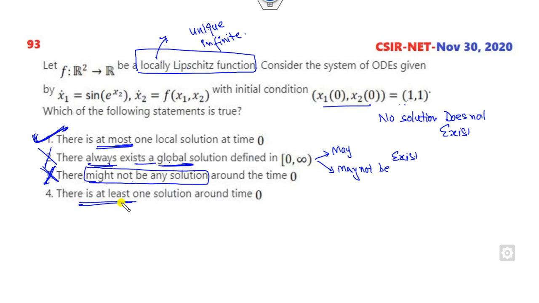So the right answers are A and D. These are simple conditions. There is no need of them. They are simply given to you for confusion. Okay, look at the other one.